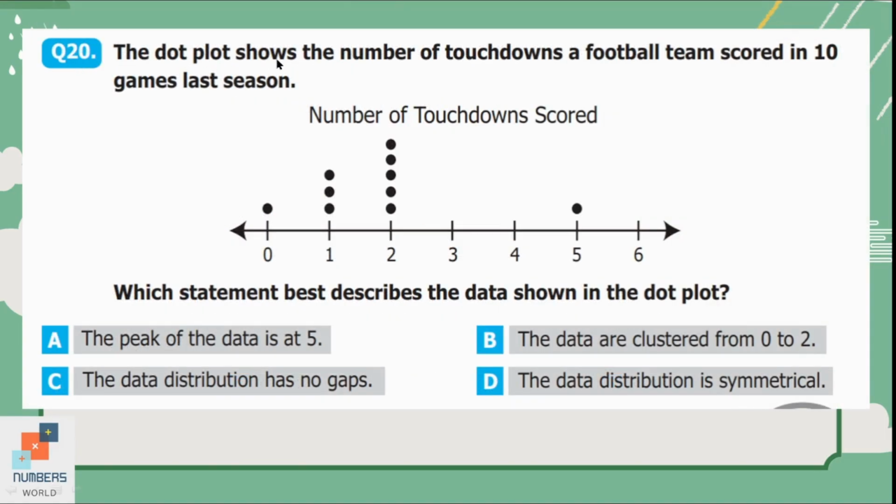Question number 20. The dot plot shows the number of touchdowns a football team scored in 10 games last season. Which statement best describes the data shown in the dot plot?